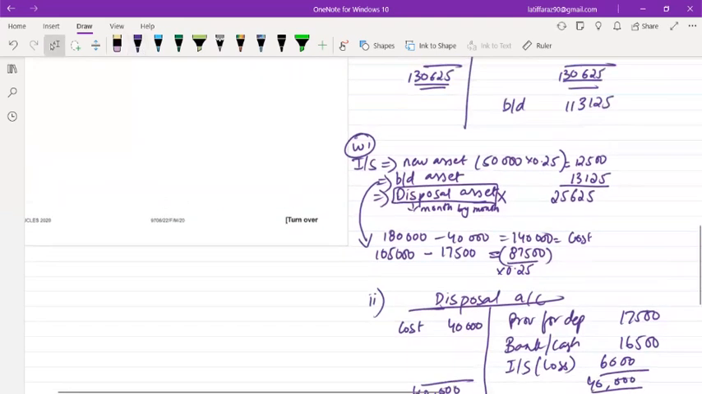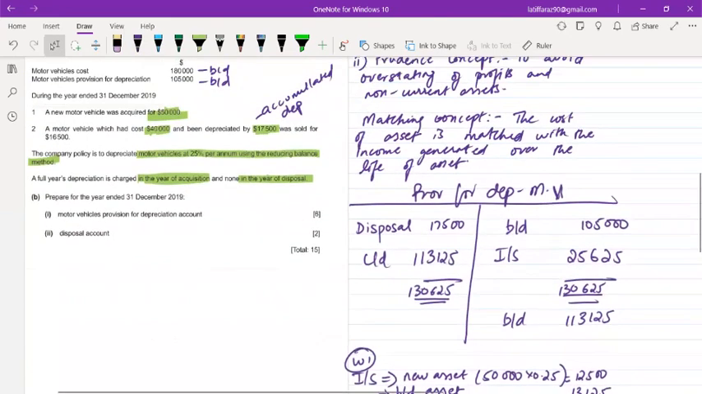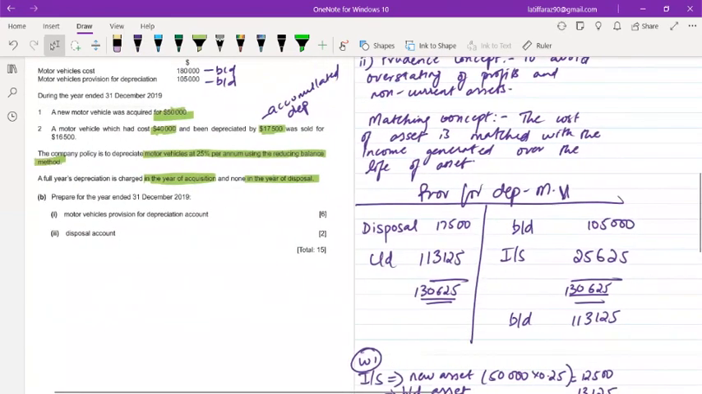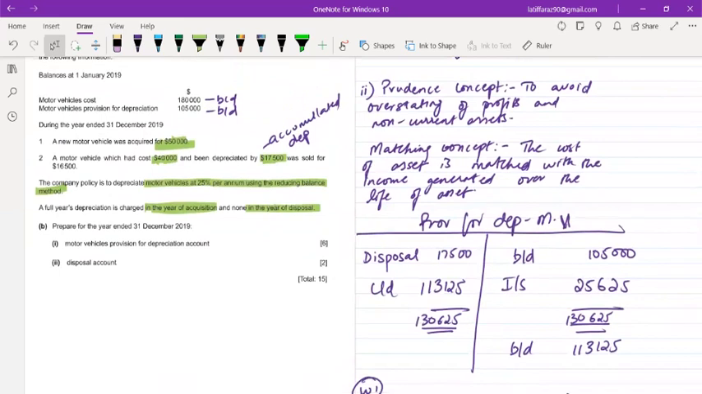I hope you all understood the question. The policy and the year end is really important. We should keep it in mind.